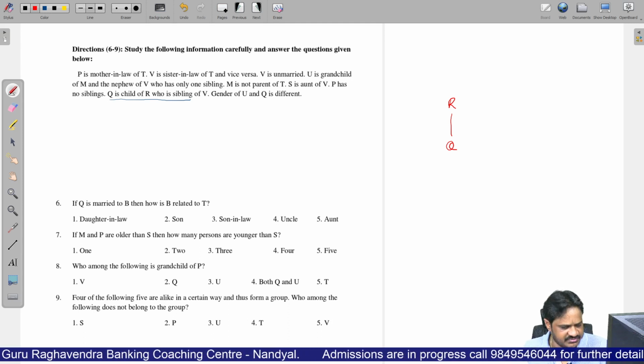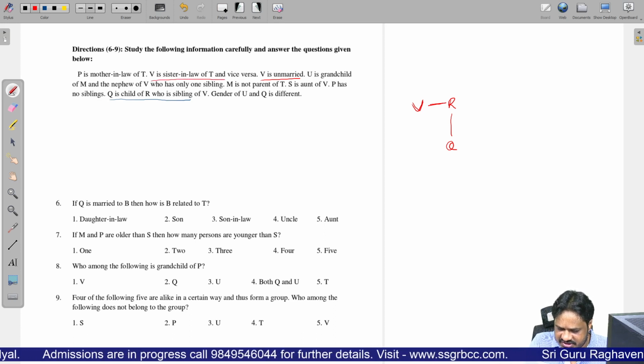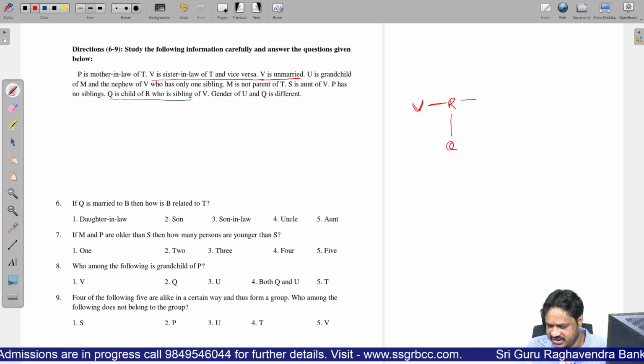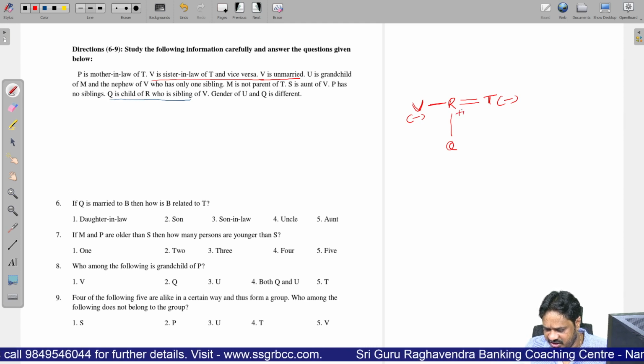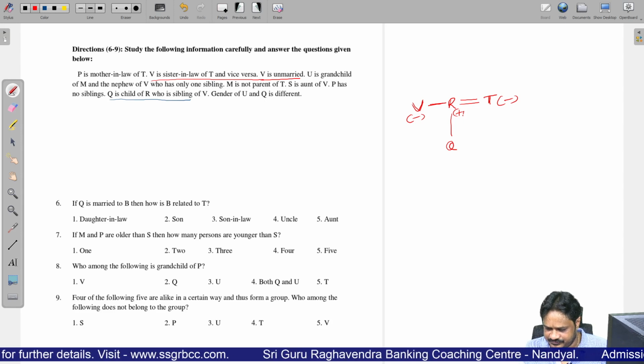R is the sibling of V. V is unmarried. Then V is the sister-in-law of T and vice versa. That means T is the sister-in-law of V. Also V is the sister-in-law of R. That means R will be plus. Then next one.